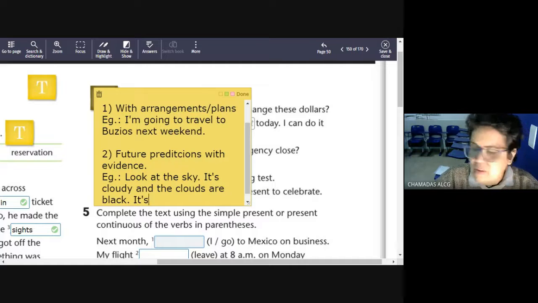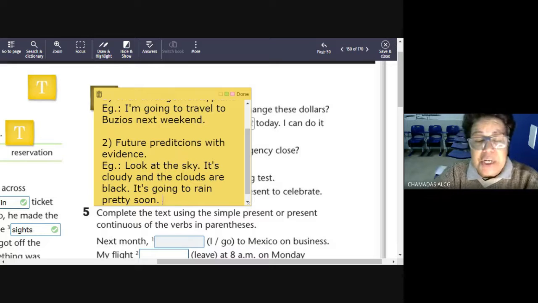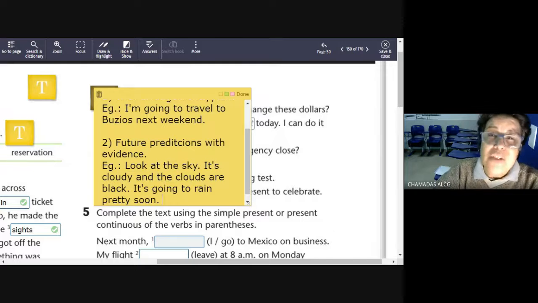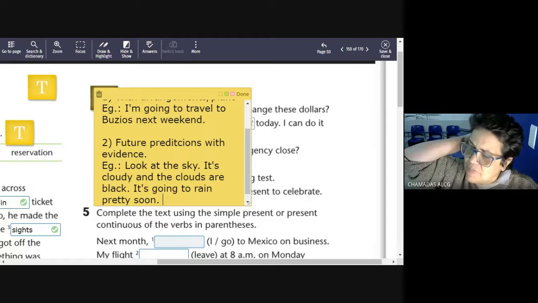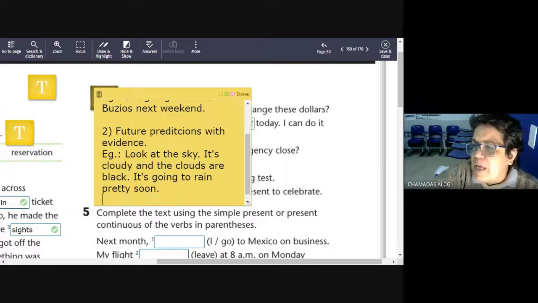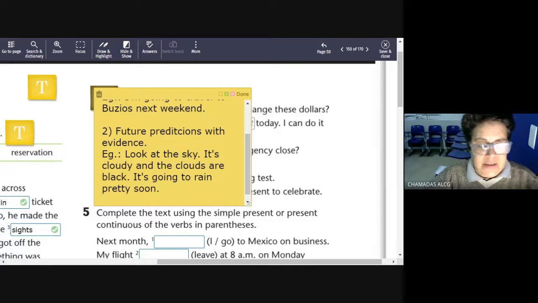It's going to rain pretty soon. Okay, so here we are making a prediction, but we have evidence that it's going to happen. Another example using future predictions with evidence.